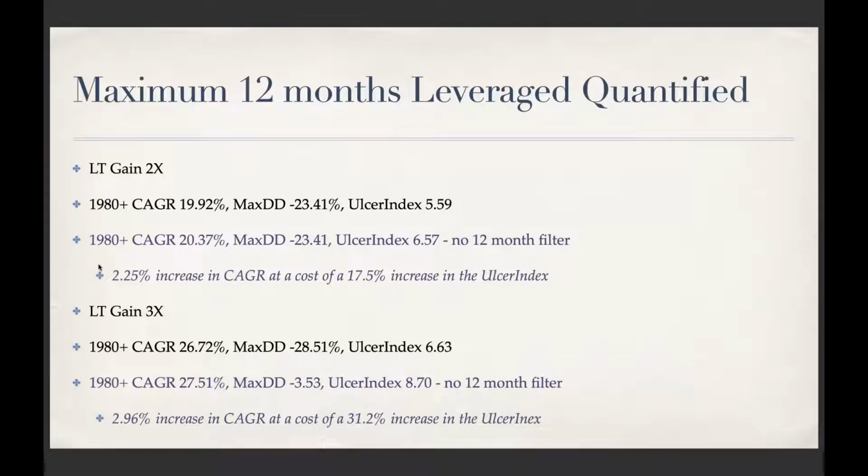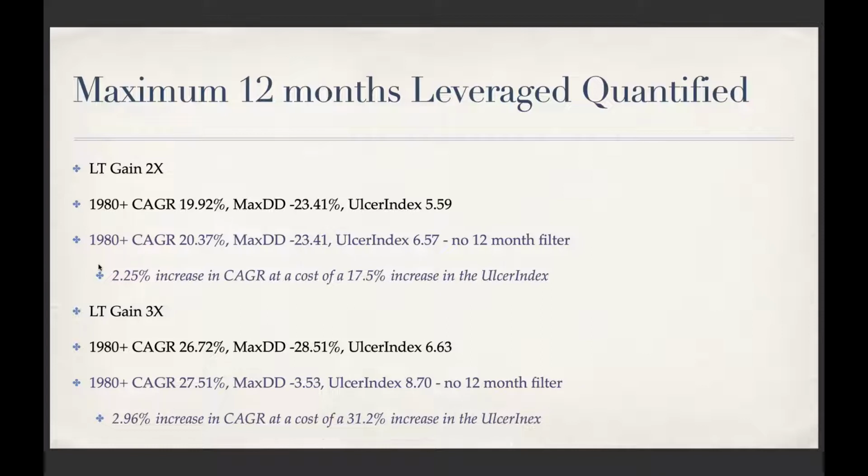So 12-month filter quantified. What are the real changes? So the top several lines there for the 2X version. From 1980 forward, and sorry, these numbers vary a little bit different from a slide I showed you earlier. It was because I did one of these a little before the month closed and one, I think, a couple days after. So the numbers are very similar, but a little bit different. But you can see the CAGR is just a hair under 20, max drawdown 23, and the Ulcer Index 5.59.